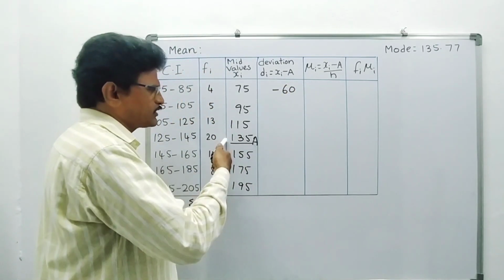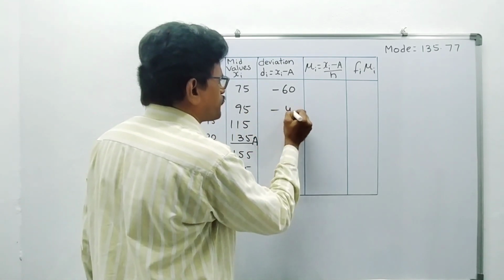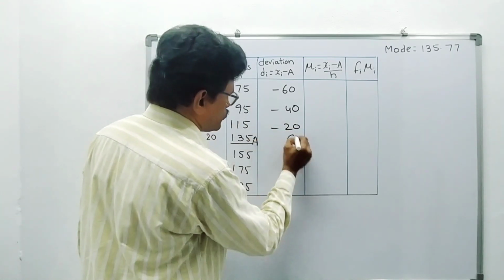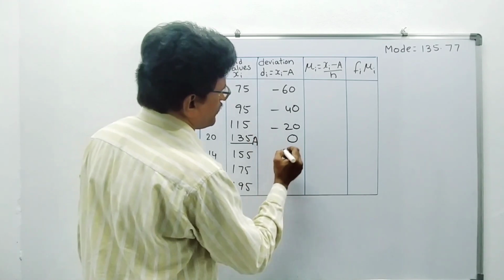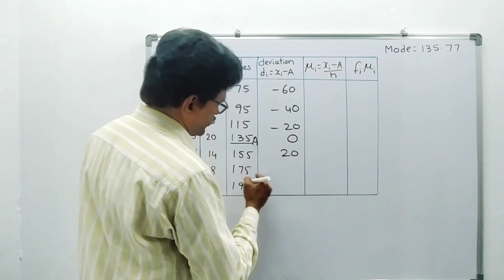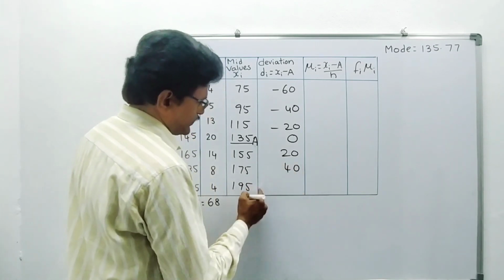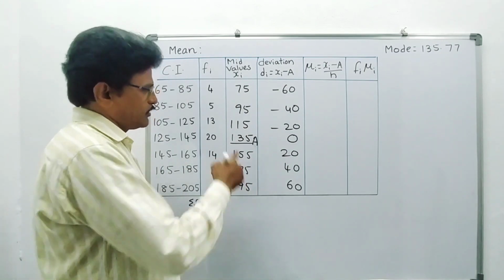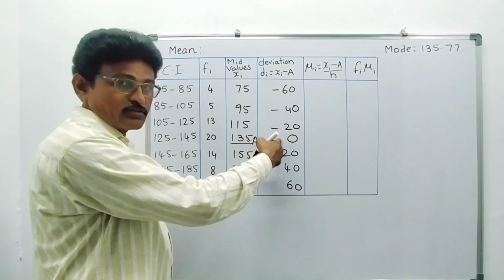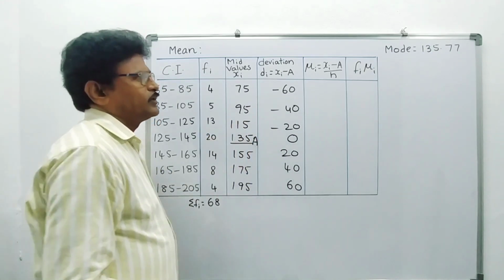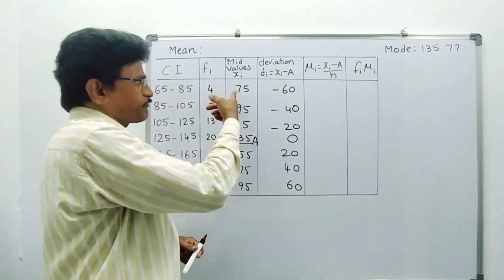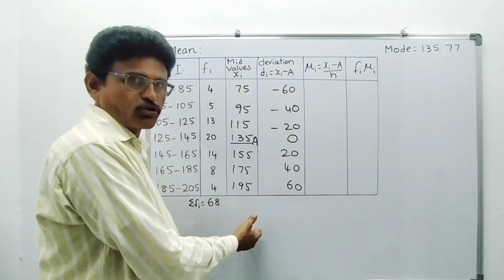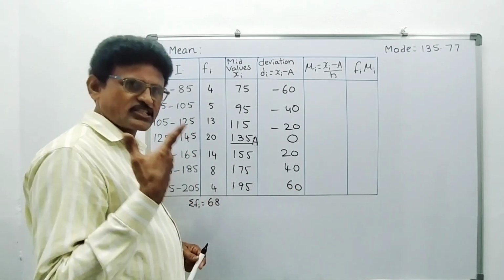95 minus 135. Here also 20 difference. Minus 40. Xi minus A, 115 minus 135, minus 20. This line, 0 you will get. Next 155 minus 135. Now you will get positive values, 20. Now 175 minus 135, 40. 195 minus 135, 60. See friends, here first you are getting negative values, on the line 0, assumed line 0. Now again positive values. See, after finding xi only, you can find fi xi multiplication values. Sigma fi xi, you have to do sigma fi xi by sigma fi. That is mean, direct method.